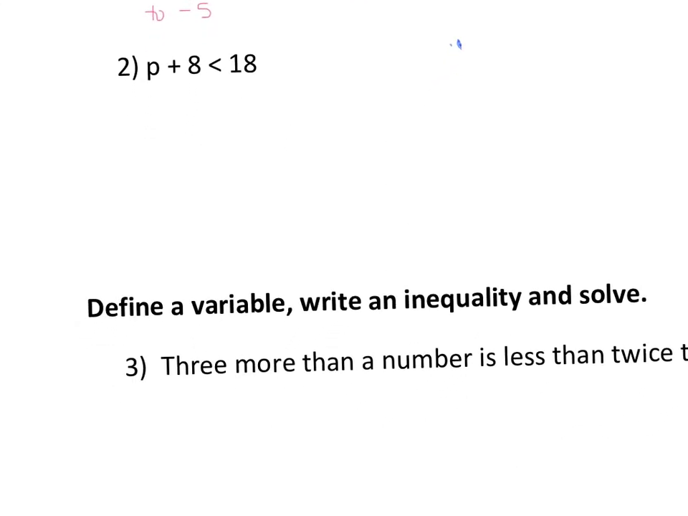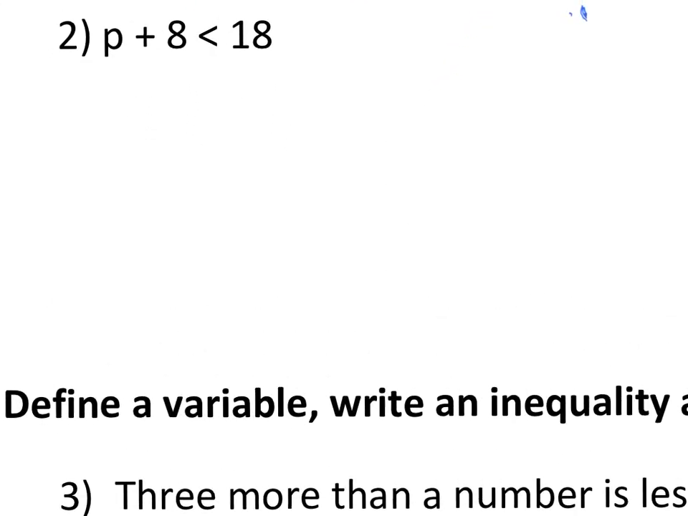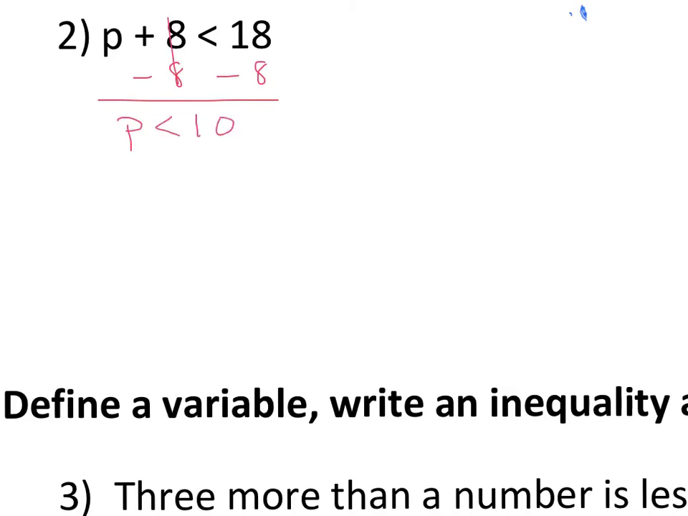We're going to look at example 2 here, and we're still going to be solving for p. To start with this, I'm going to subtract 8 from both sides. Those will cancel, so I'll have p is less than 10. Again, we're going to be doing set builder notation, so all values of p such that p is less than 10, and that will be my final answer.